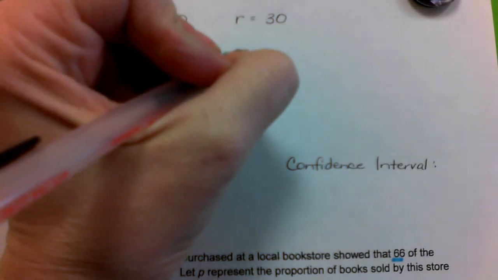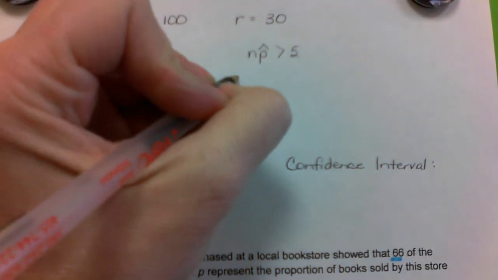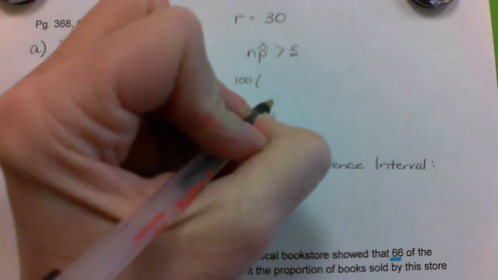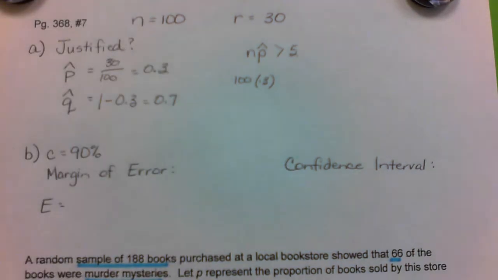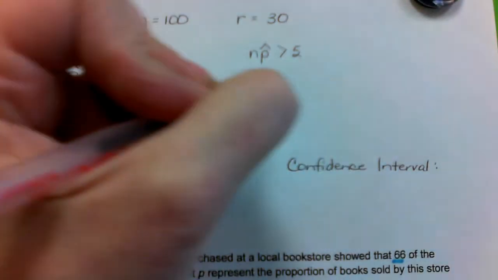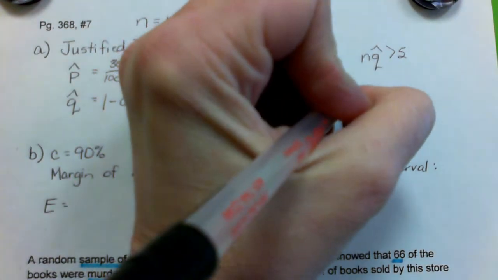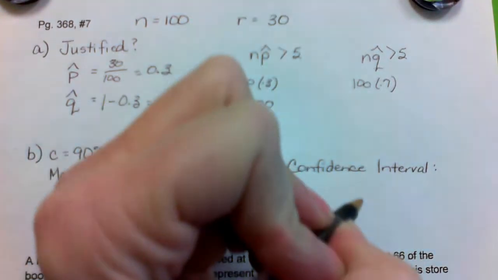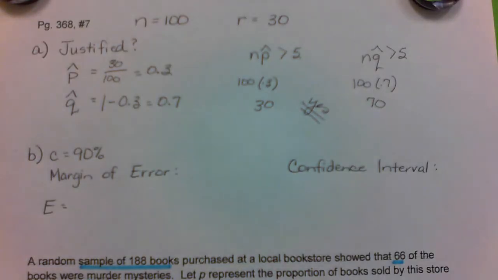So are they justified? First I need to ask myself, is n times p hat greater than 5? Well, n is 100. p hat is 0.3. So when I multiply 0.3 times 100, I will get 30. So yes, that is large enough. Then I need to also make sure that n times q hat is also greater than 5. Well, n is still 100, q hat is 0.7, and when I multiply that, I get 70. So yes, this is justified.